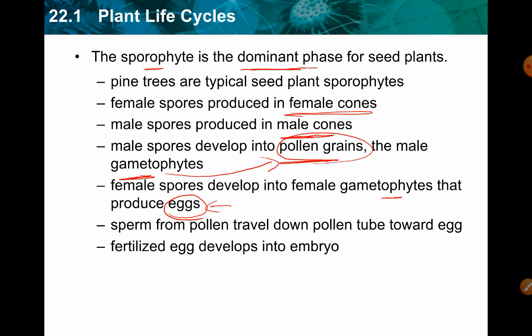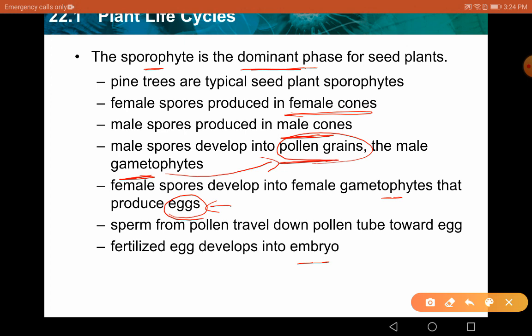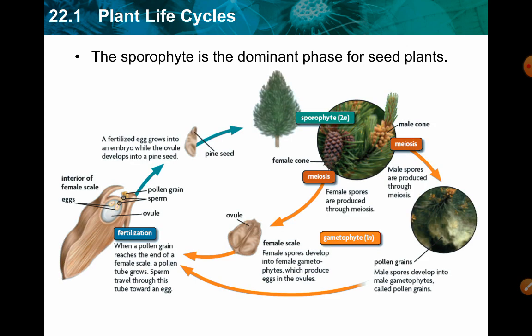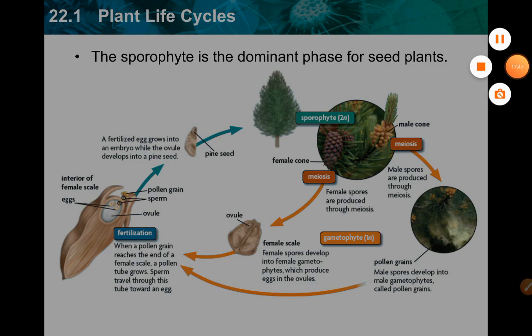Sperm from pollen will travel down the pollen tube toward the egg. Then, after this happens, a fertilized egg, or zygote, will develop into an embryo. Okay, let's look at this process and realize what's happening here. Let's see first the process of fertilization, then we will come back to this figure and finish our lesson.